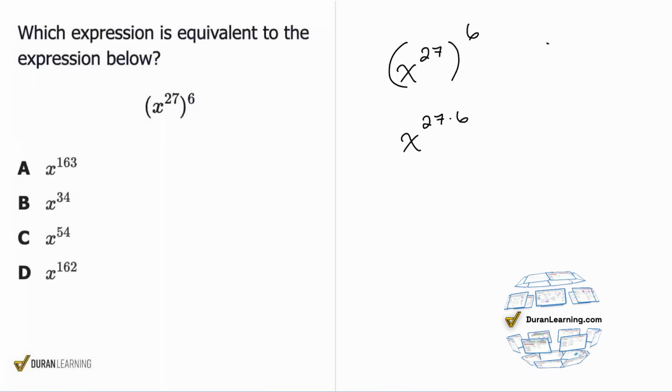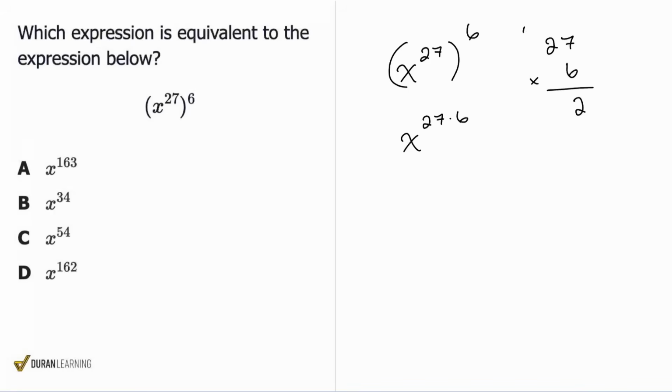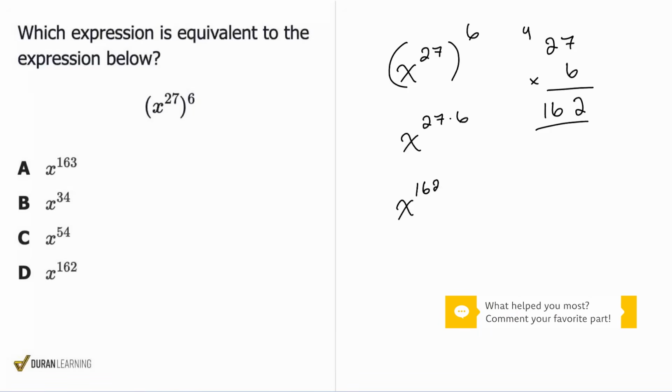And so we can take a moment here to the side if we need to. 7 times 6, 42. 2 times 6 is 12. Carry the 4 is 16. So that'll be x to the power of 162. Answer choice D.